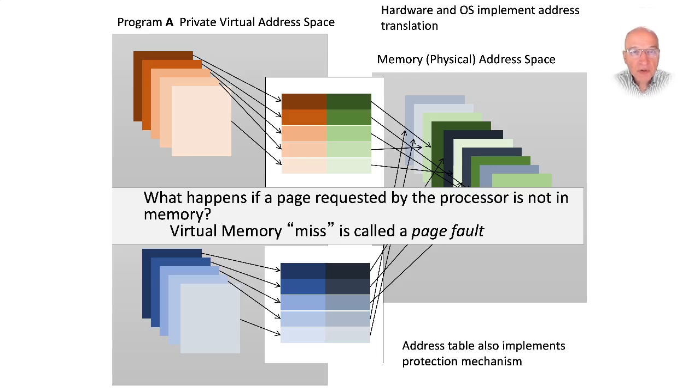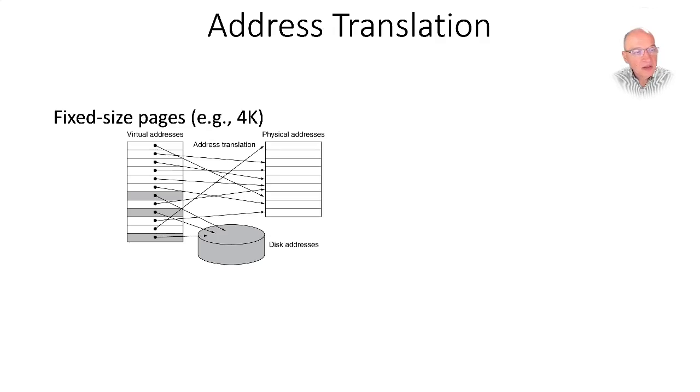This is a virtual memory miss, the equivalent to the cache miss, but in virtual memory it is not called a miss, it's called a page fault. So if the processor is requesting an access to memory and the corresponding page is not in main memory, what we have is a page fault. So the address translation will be something like this.